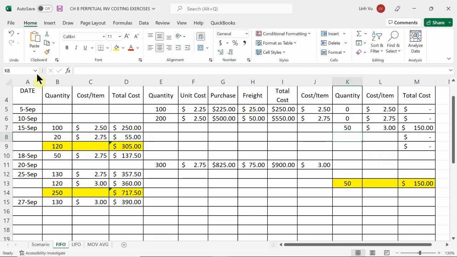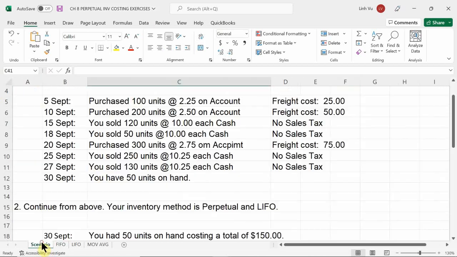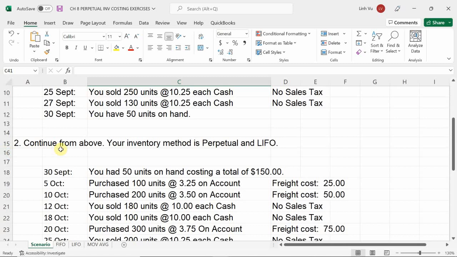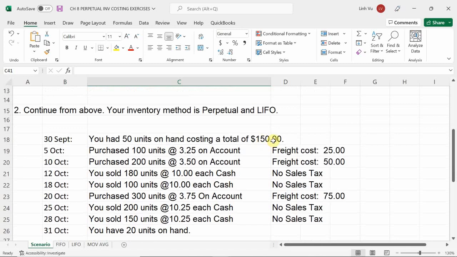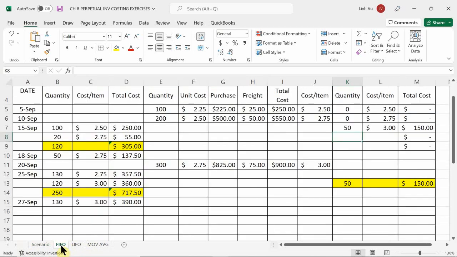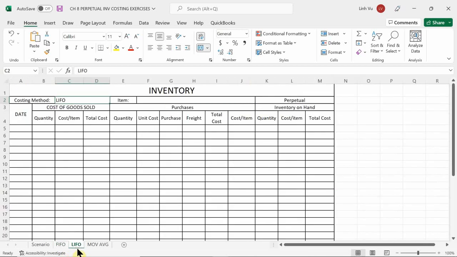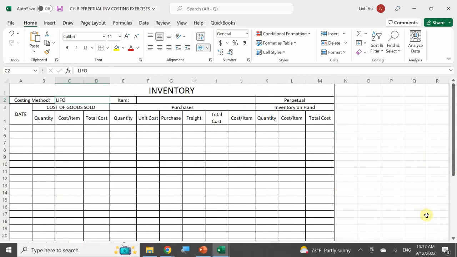Okay. Good. So let's see what happened next. It says right here, continue from above. Your inventory method now is perpetual and it's LIFO this time, okay? So this time it says right here on September 30th, you should have a total of 50 units on hand with a total cost of $150, which is true, right? Yes. We solved for it. We have the last batch that we purchased, which was $3 each item. So we're going to transfer that over into our new inventory worksheet here.